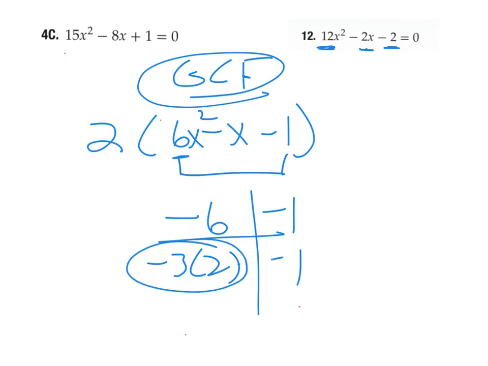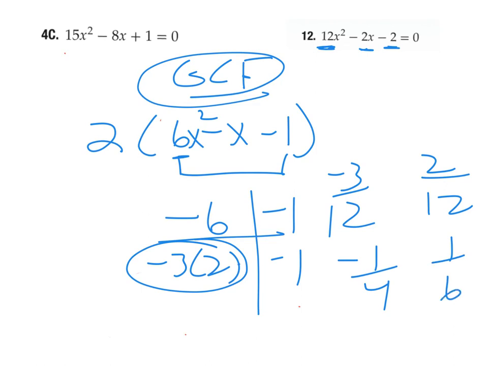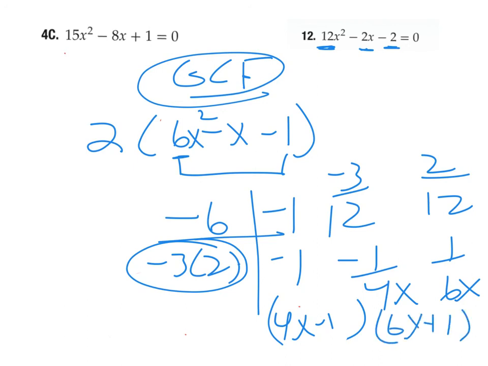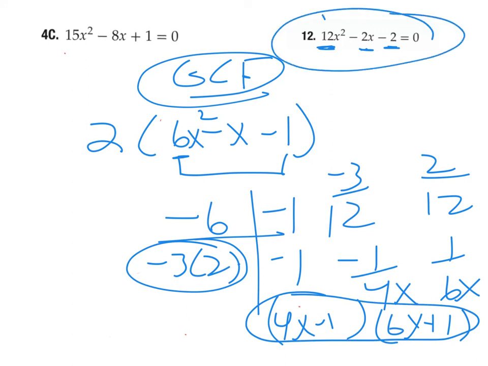These two numbers now have to be divided out by that first term. So negative 3 divided by 12 and 2 divided by 12. Reduce the fraction. That's a negative 1/4. That's positive 1/6. The denominator always gets the variable, so it becomes 4x minus 1 and 6x plus 1. These are the factors to this trinomial when I have a leading coefficient, and sometimes you have to do greatest common factor.